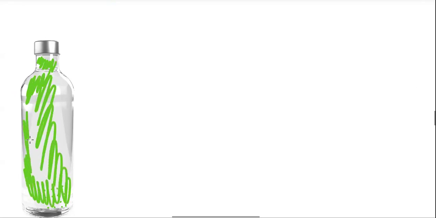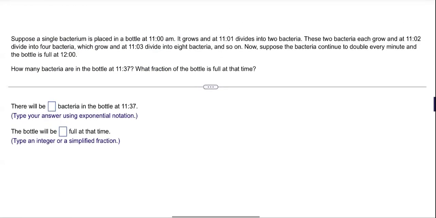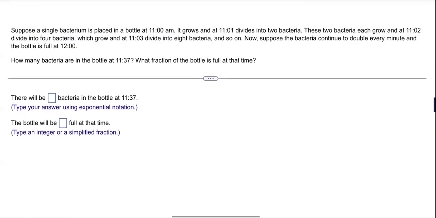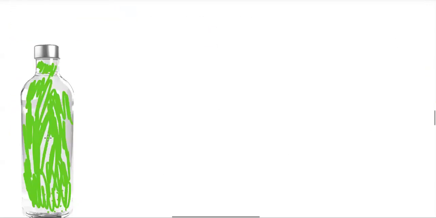And I'm saying 60 minutes because they said this whole experiment started at 11 a.m. and then at 12 o'clock, right? Did it say 12 p.m.? It should probably say 12 p.m. Putting that in there, because this is a whole different problem if it's 12 a.m. But let's say it's 12 p.m. From 11 a.m. to 12 p.m., that's 60 minutes. So it takes 60 minutes for this whole thing to fill up.